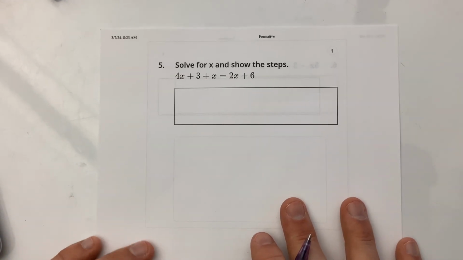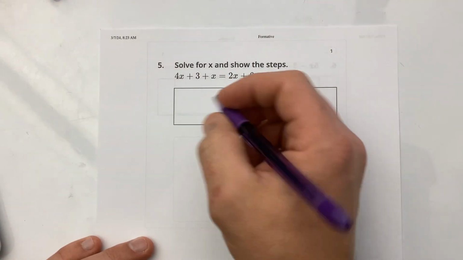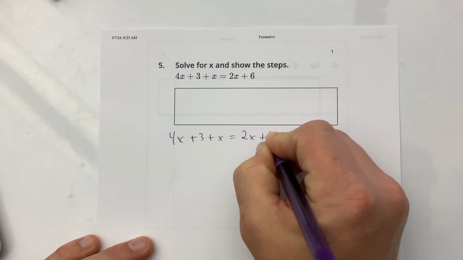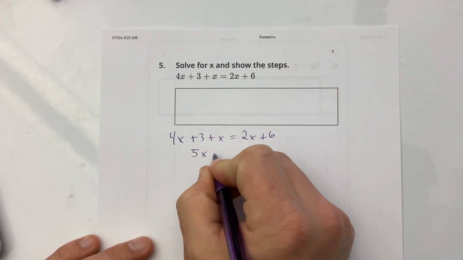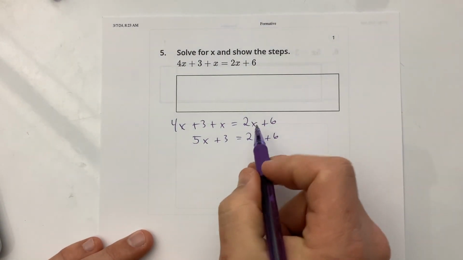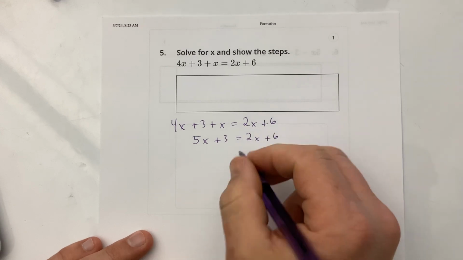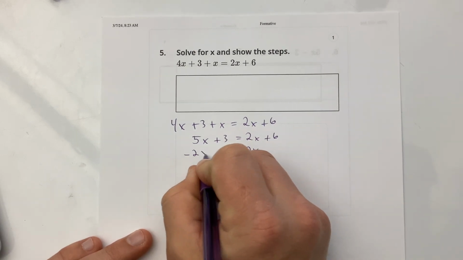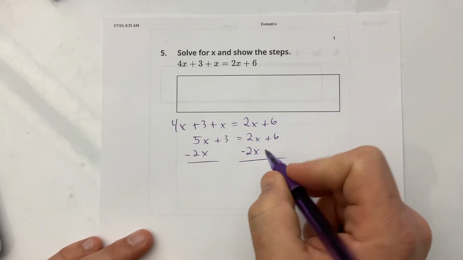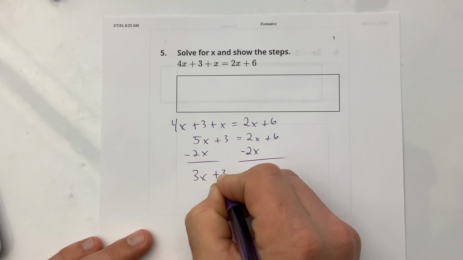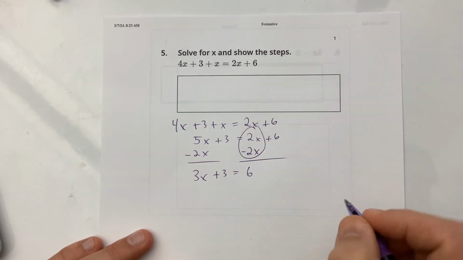Number 5, solve for x and show the steps. 4x plus 3 plus x equals 2x plus 6. First step is combine like terms. I'm just going to write that. The box is annoying me. Combine like terms, and I get 5x plus 3 equals 2x plus 6. Now, again, I'm going to move the variable terms to one side. 2x is the smaller variable term. In order to make a 0 pair, I subtract 2x from 2x. And in order to be a fair parent to my equation, I do the same thing to both sides. 5x minus 2x is 3x. 3x plus 3, that's 0, equals 6.